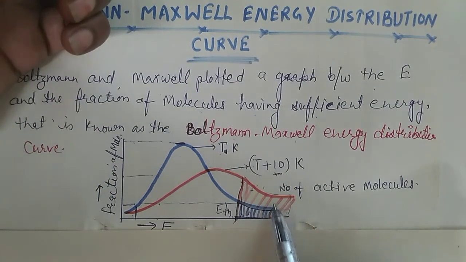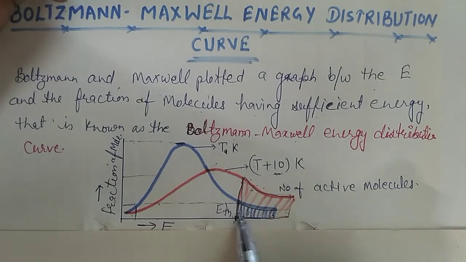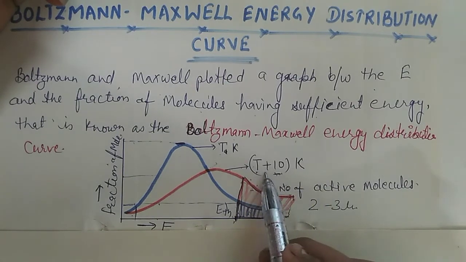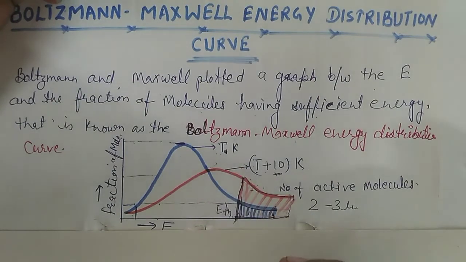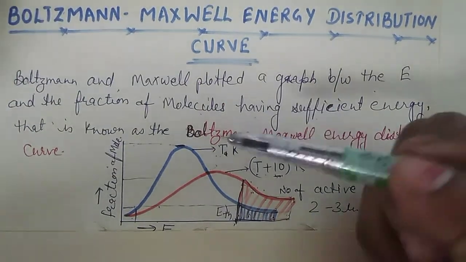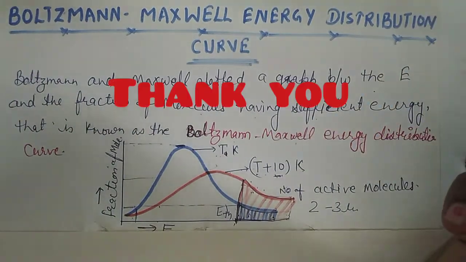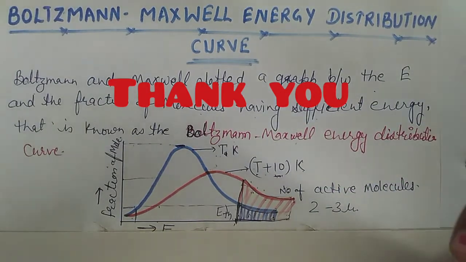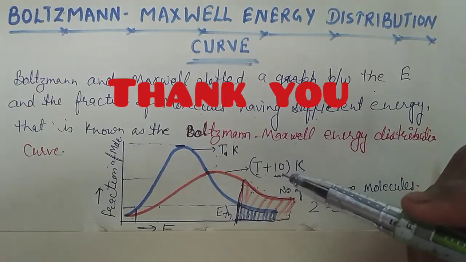So the rate of reaction is also increased by 2 to 3 times. In this way, Boltzmann and Maxwell explained why the rate of reaction becomes 2 to 3 times at T plus 10 Kelvin than at T Kelvin. Clear? Thus, I can explain the change in rate of reaction with temperature with the help of the Arrhenius equation and with the help of the Boltzmann-Maxwell energy distribution curve also. I think you can understand these two main concepts from this video. Thank you.